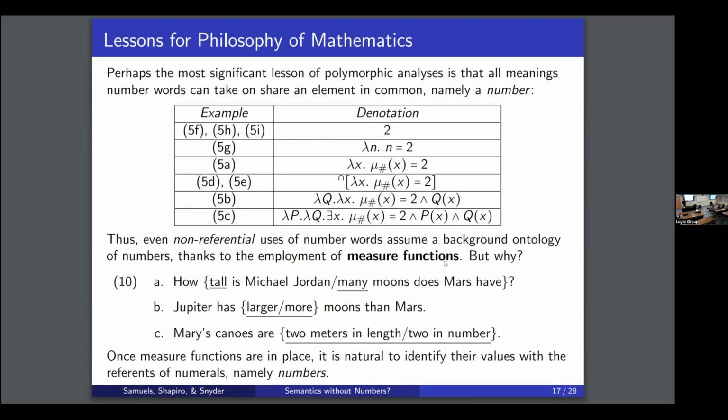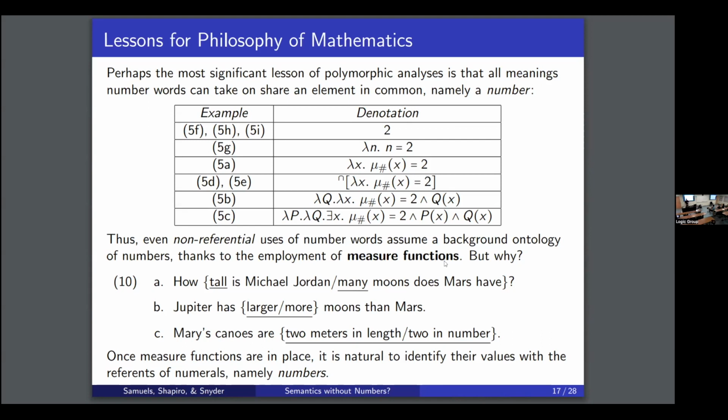Jupiter has larger moons than Mars. This is a comparative adjective. More is the comparative version for the cardinality adjective. So, Jupiter has more moons than Mars. Mary's canoes are 2 meters in length. This is a measure phrase. Mary's canoes are 2 in number. This is also a measure phrase.